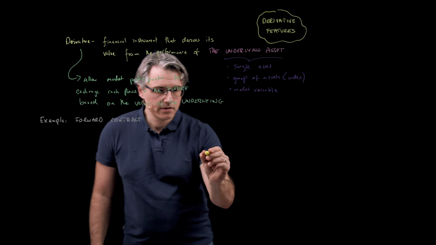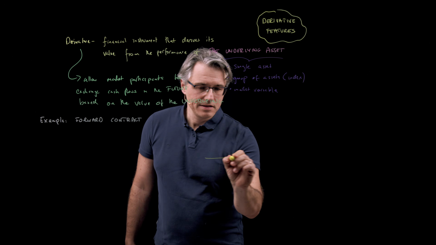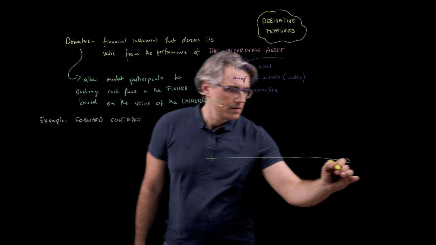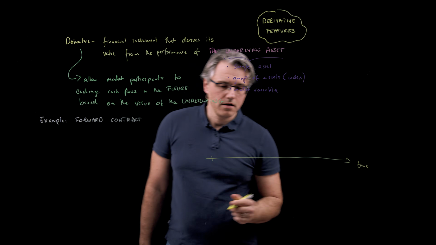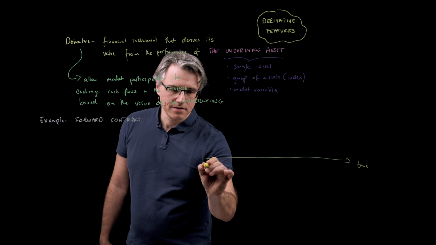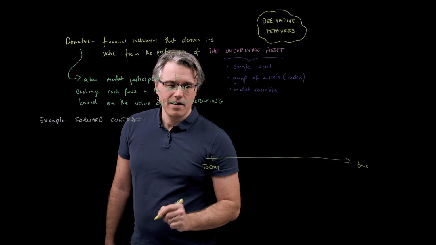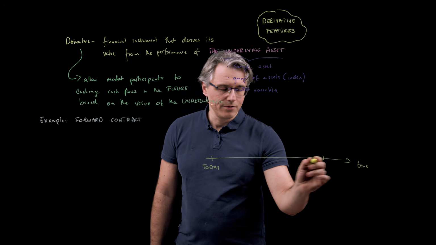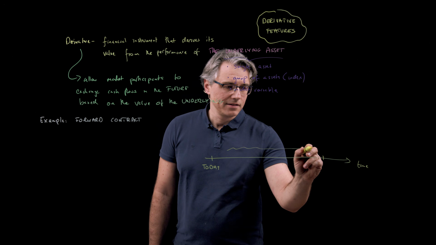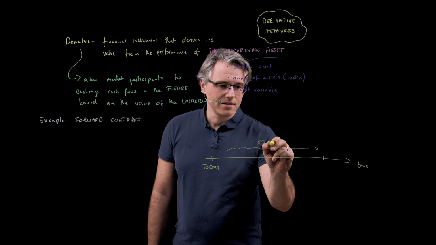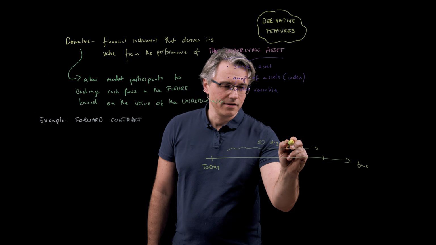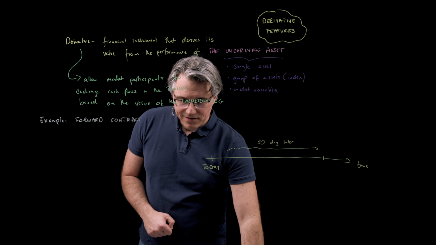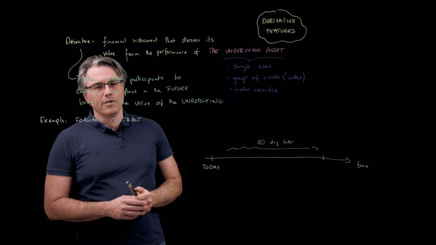So I think it's best to draw a little timeline over here. And on that timeline, so this is a time axis, over here, I'm going to say that this is today. And I'm also going to label another point, imagining that this is a point that is 60 days later. Now, I'll come to the significance of that moment on the timeline in just a moment's time.